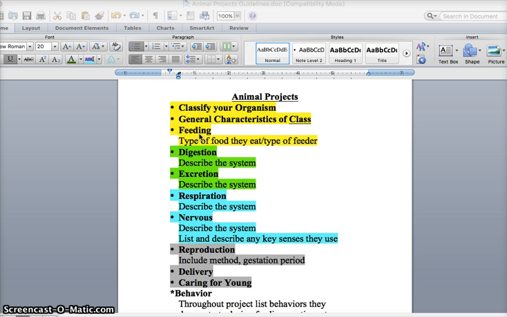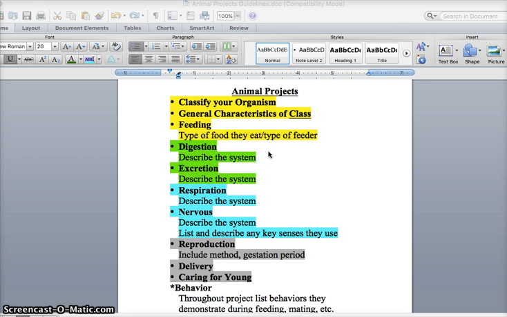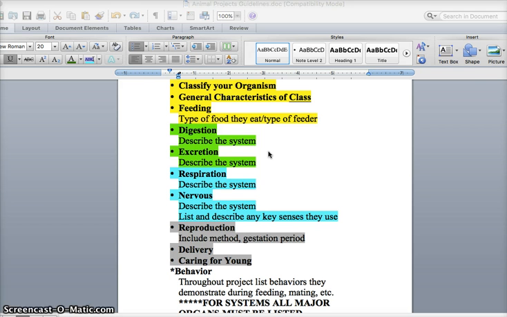Now here would be specific: how your organism feeds. Within that class, I'm giving you a specific organism, and you're going to tell me how they feed, what type of food they eat, and what type of feeder they are, as I did with protists.